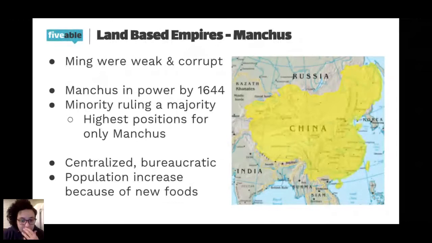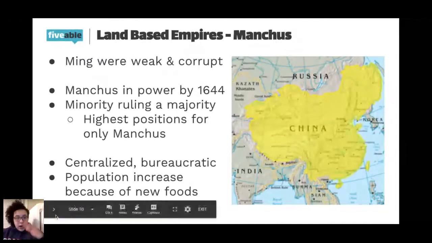So at the same time, because of the Columbian Exchange, there's tons of new foods coming into China. So the population is increasing a ton. And so the Manchus are profiting off of that, and from the silver trade. So they're doing pretty well. I'm going to move on now from the Manchus.